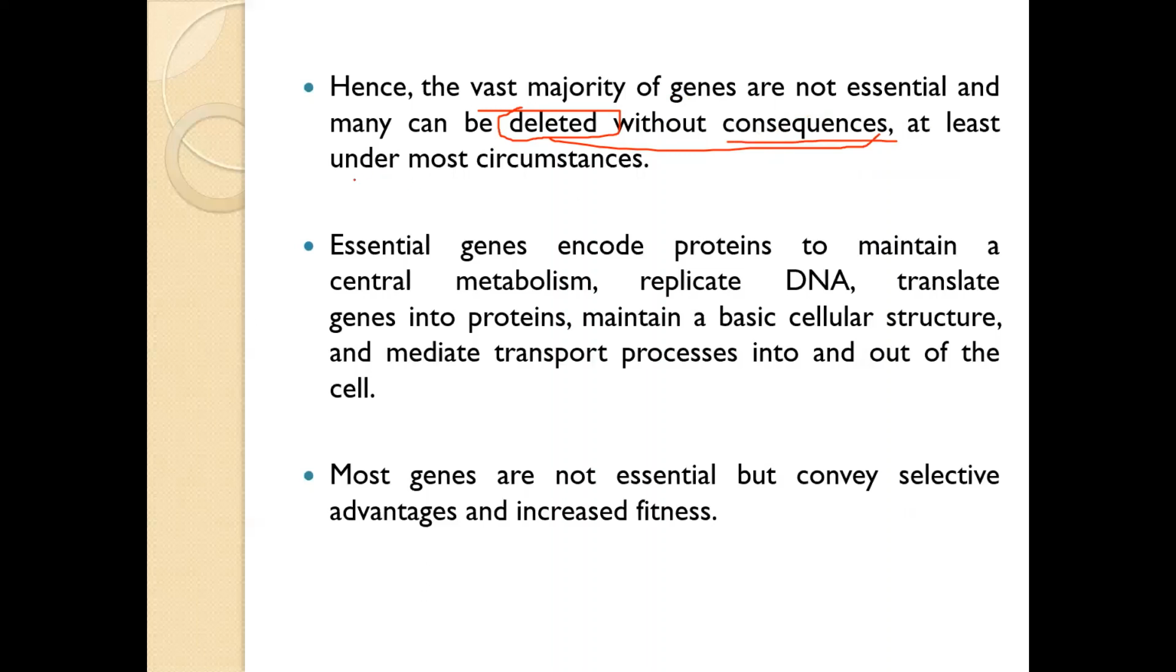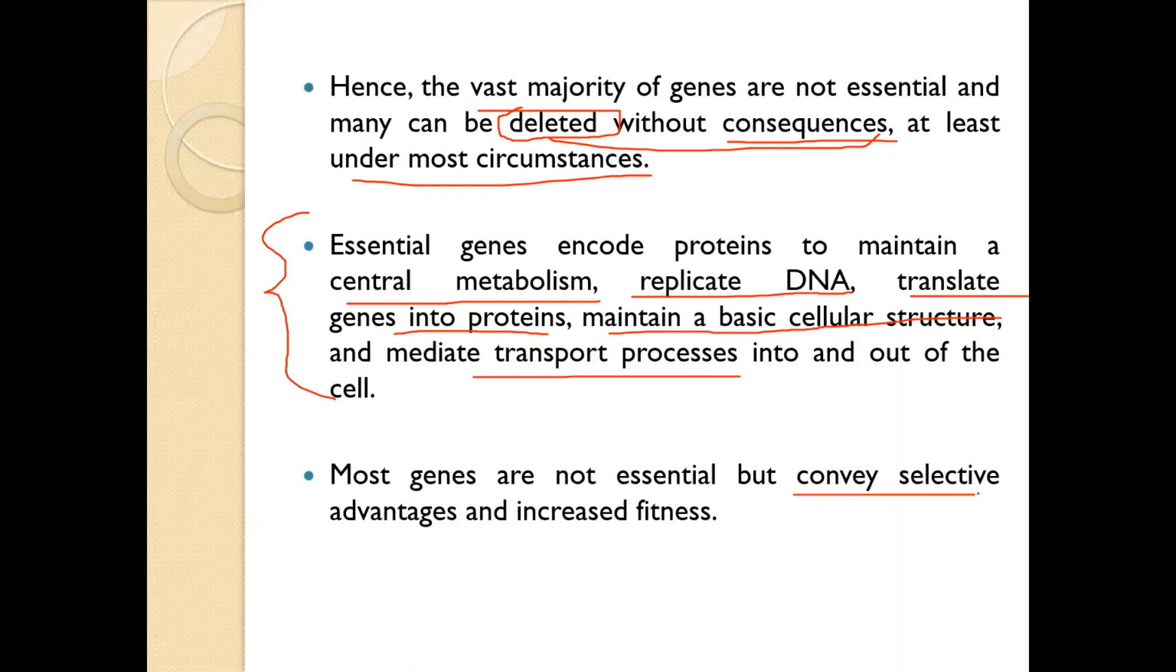At least under most circumstances, essential genes encode proteins that maintain central metabolism, DNA replication, translate genes into proteins, maintain a basic cellular structure, and mediate transport processes. So these are the basic life processes. Most of the genes are not essential but convey selective advantages and increase fitness. That means most of the genes are non-essential, but they are required for our healthy survival.